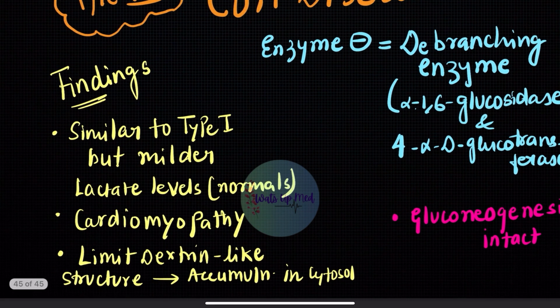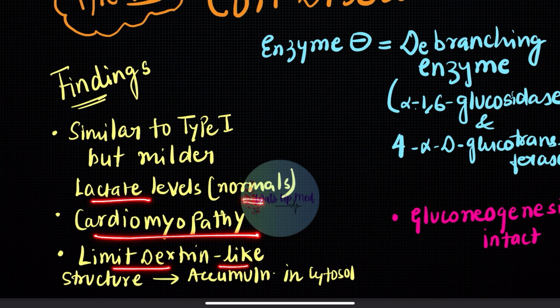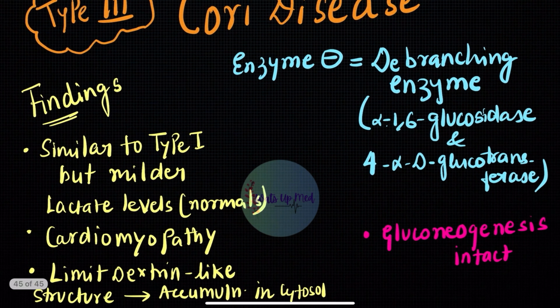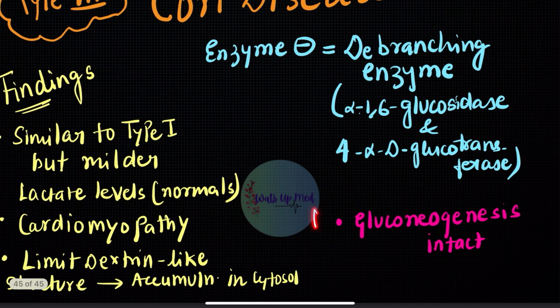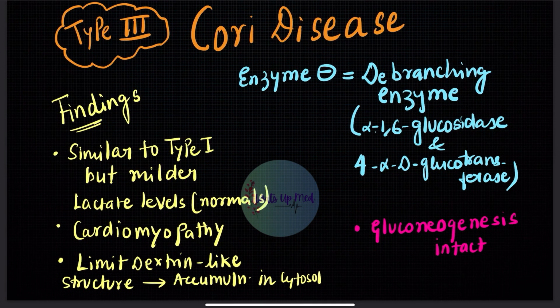Okay, now the lactate levels will be normal in CORI disease. Okay, cardiomyopathy can also be seen and limit dextrin like structure is present in the cytosol. So accumulation of limit dextrin like structure can be seen in the cytosol in the patients affected with CORI disease. Okay, now one important thing to note here is that the gluconeogenesis process is intact in CORI disease.